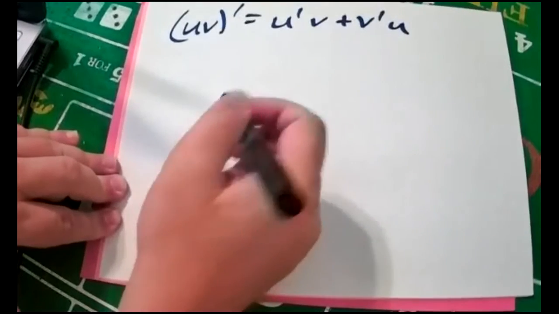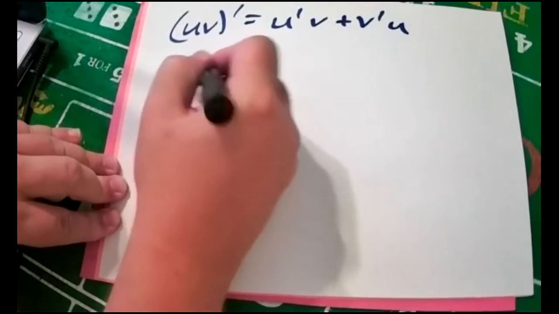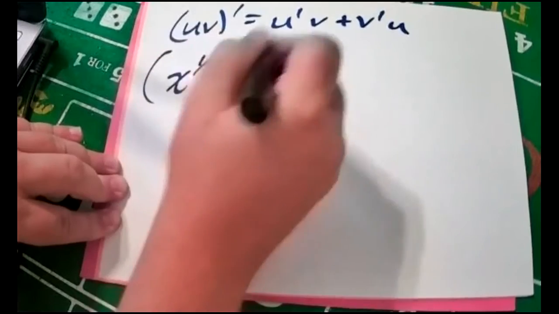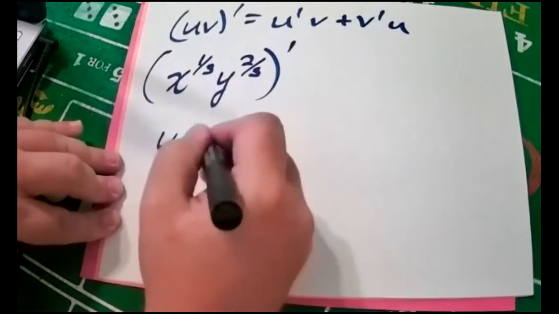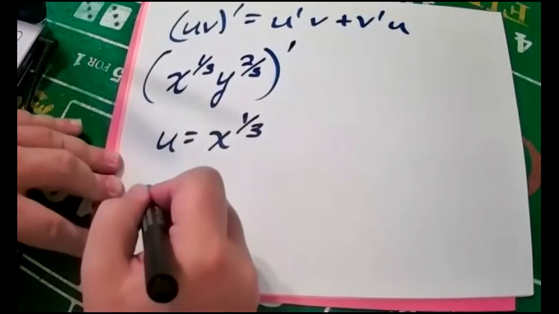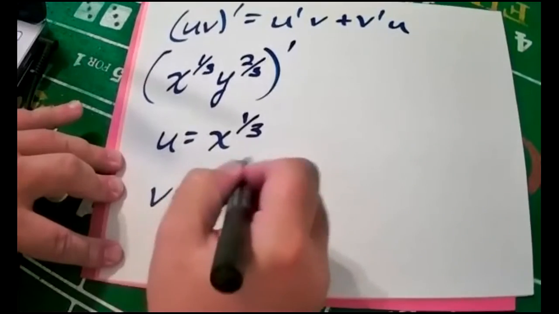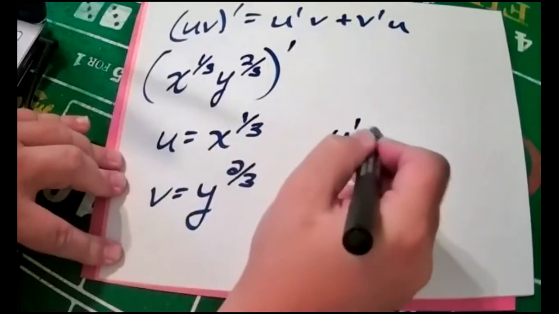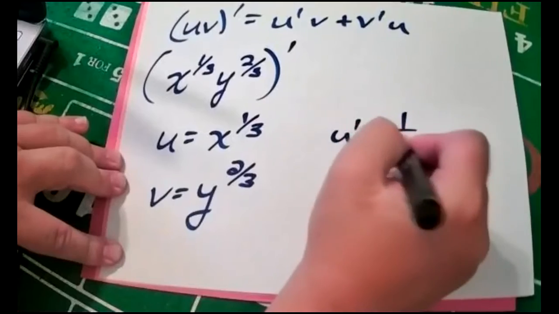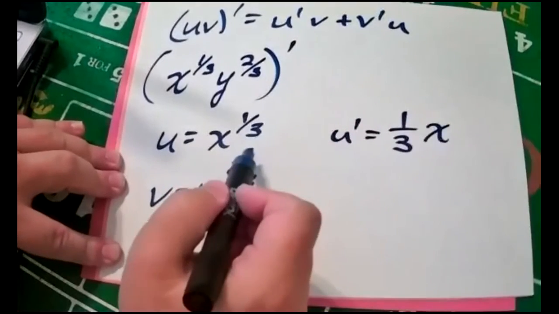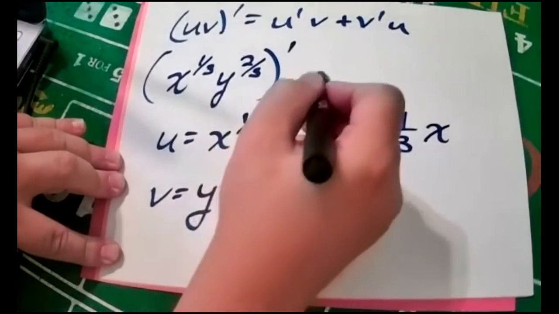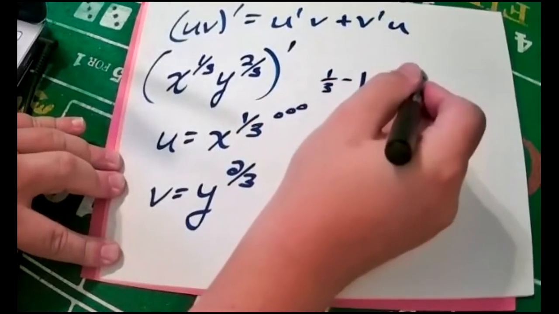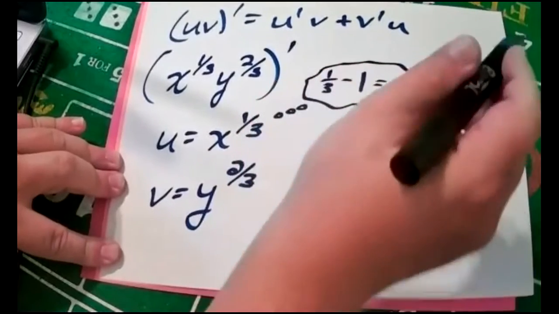In this case, we're trying to find the derivative of x to the 1/3, y to the 2/3. So u is x to the 1/3, and v is y to the 2/3. To find the derivative u prime, I will use 1/3 as my new coefficient, and then subtract 1/3 minus 1. Just try to remember 1/3 minus 1 is going to be negative 2/3.